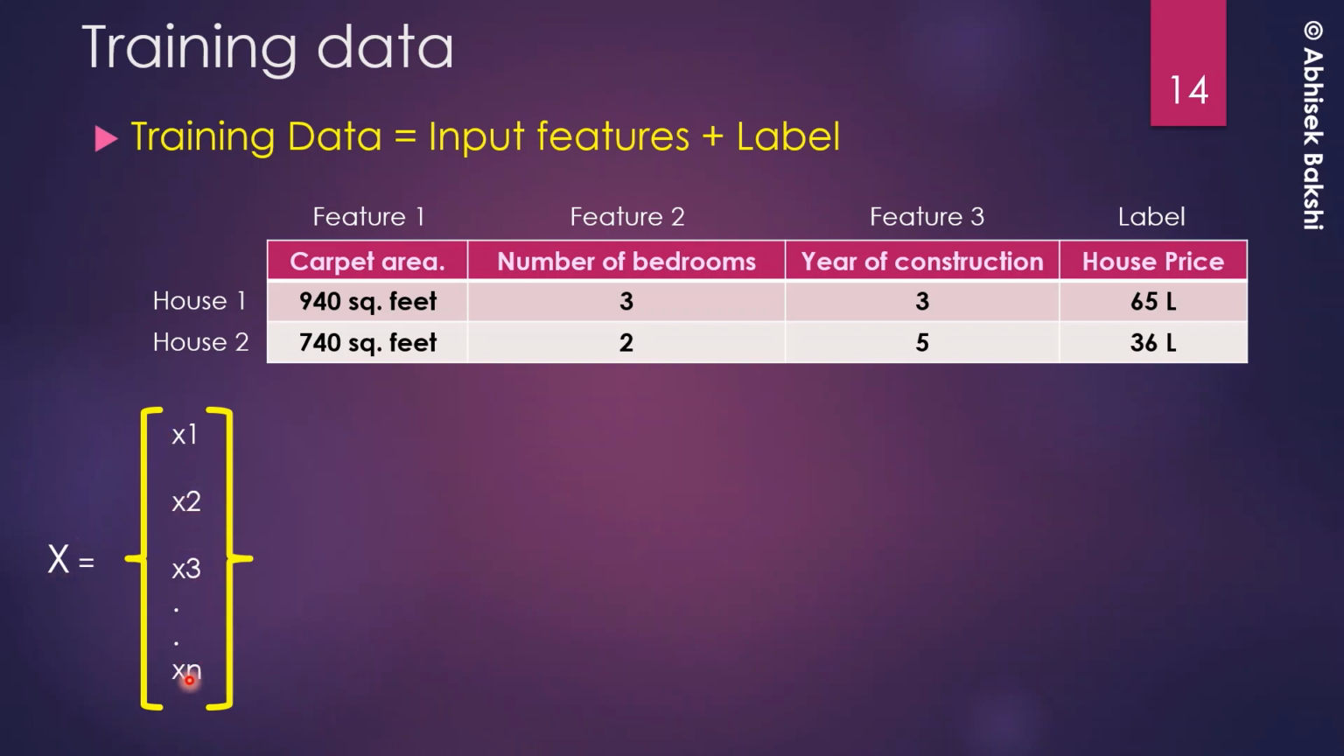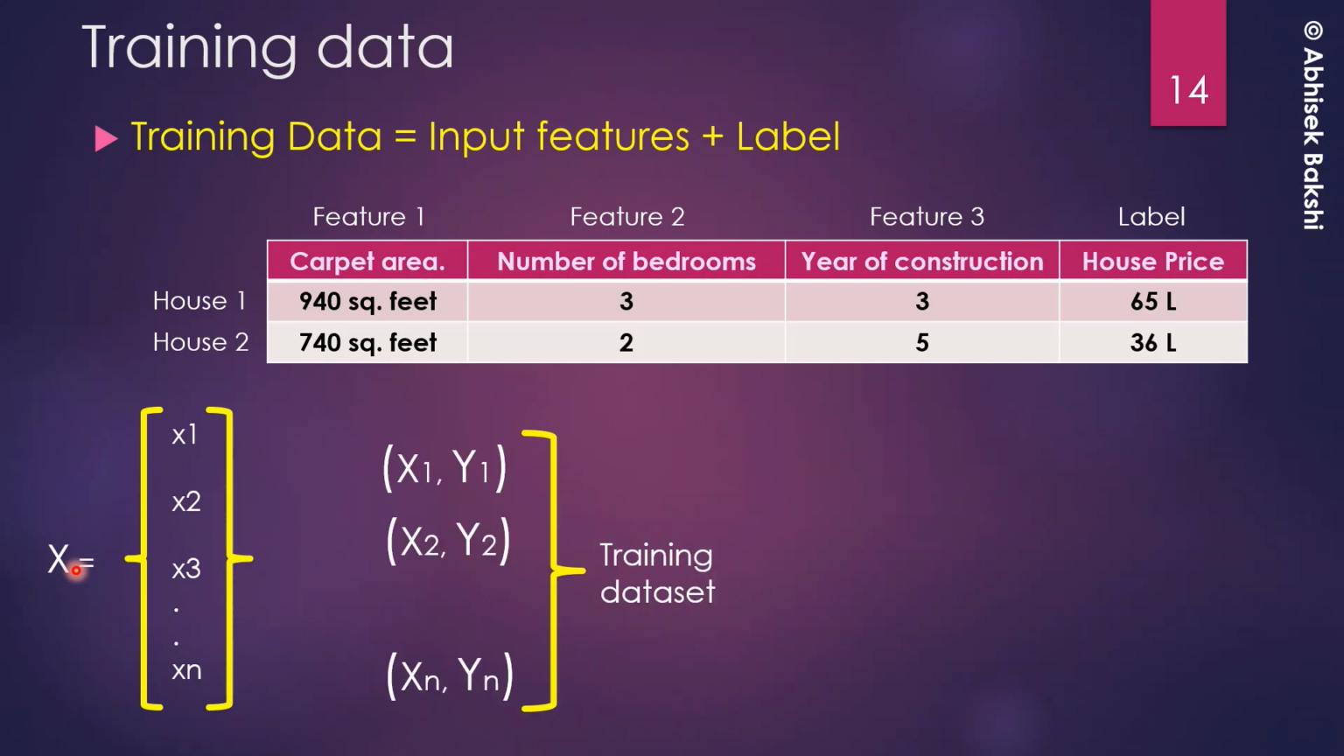Now this value of n can vary definitely. This value of n is 3 in my example. Maybe in some other example the value of n can be 10, right? But this is only for one house. Now we have multiple houses in my training example, right?